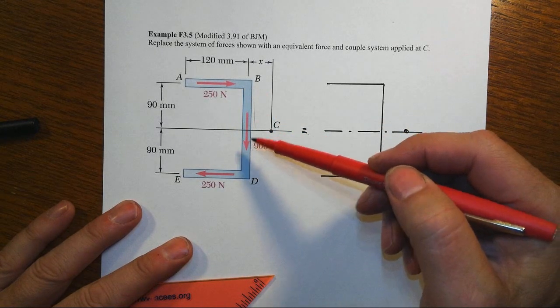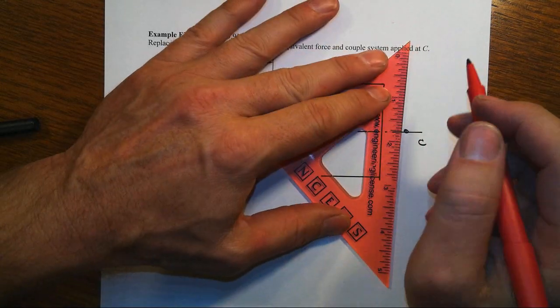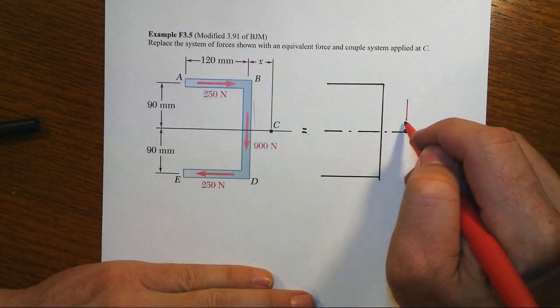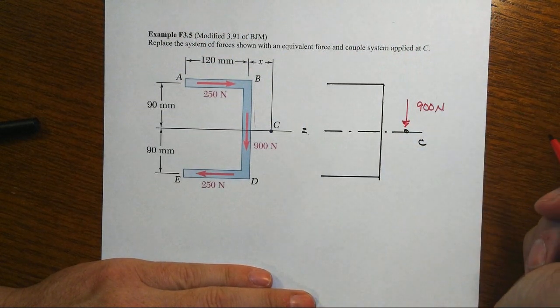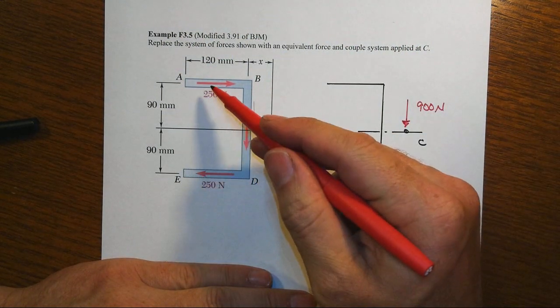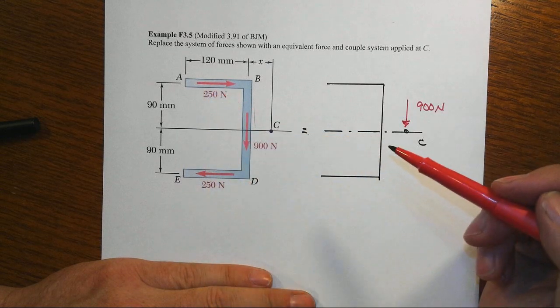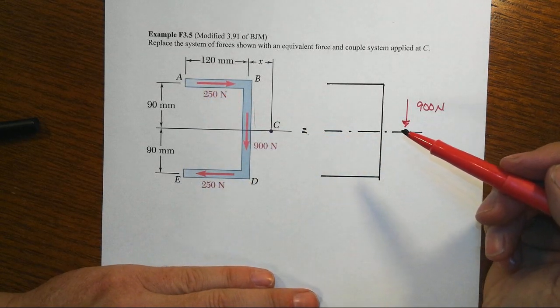Now the easy thing is to look at the translational effects, right? The 900 newtons is the only vertical force here, so over here at point C we still have to have 900 newtons. Now the 250 and the 250 in what we call the flanges are equal and opposite, and they're going to have no effect.